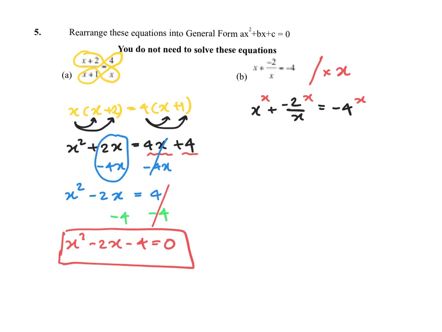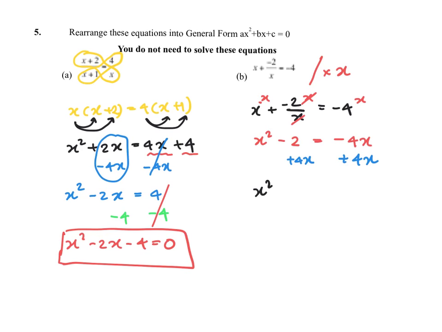x times x is x to the power of 2. x and x are going to cross out, plus and minus is going to give us negative 2, and equal to negative 4x. Same as we have done before, we do want 0 on this side. The opposite of negative 4x is positive, so that's going to cancel out each other. It's going to give us 0 as well. And we're going to do the same on the left hand side.